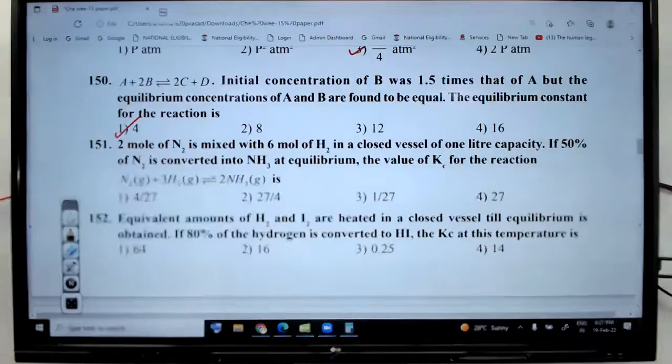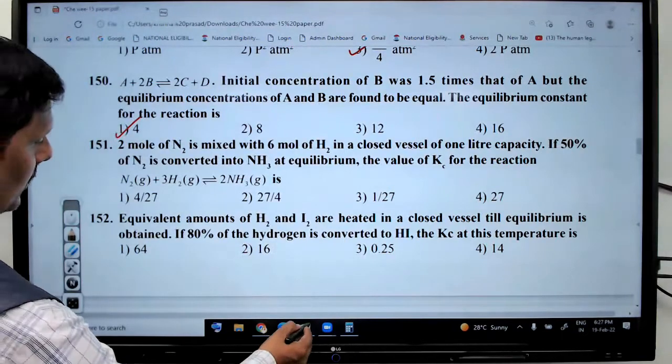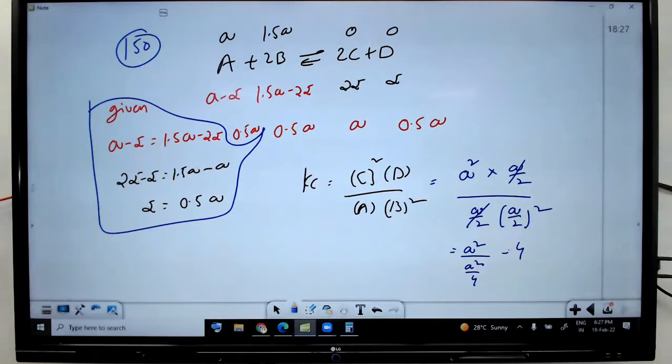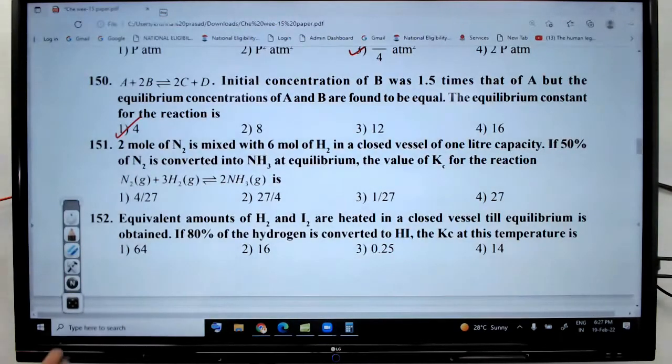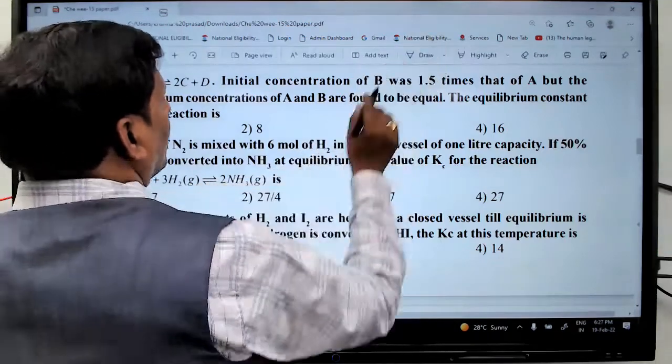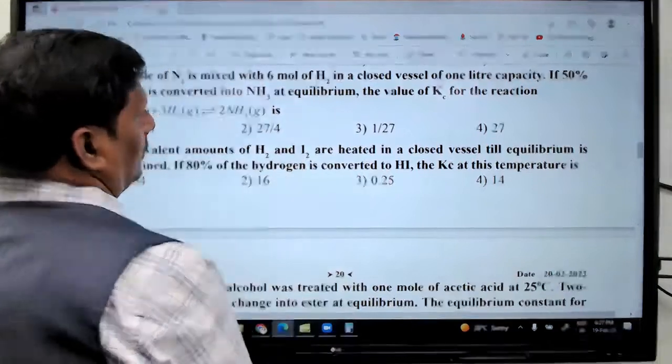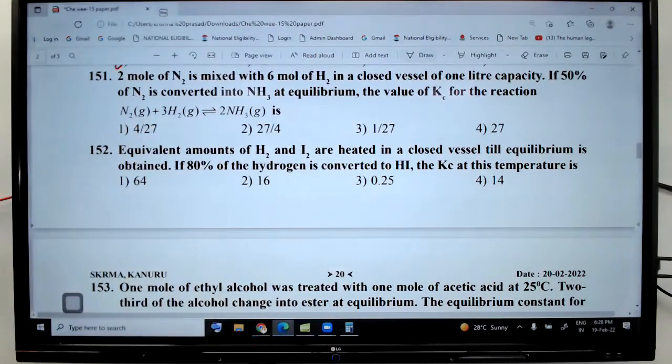This is question number 150. देखो, next question number 151.